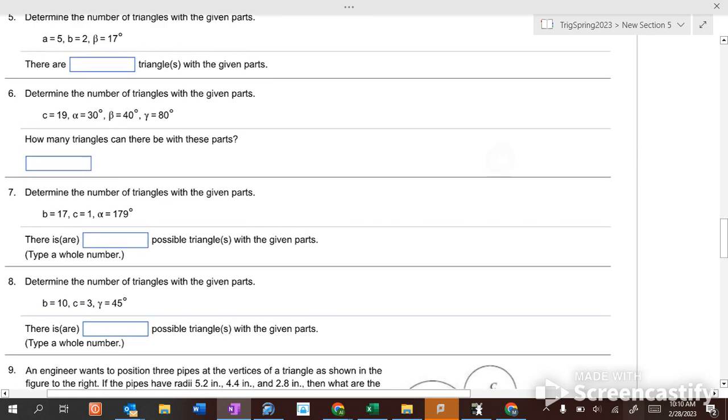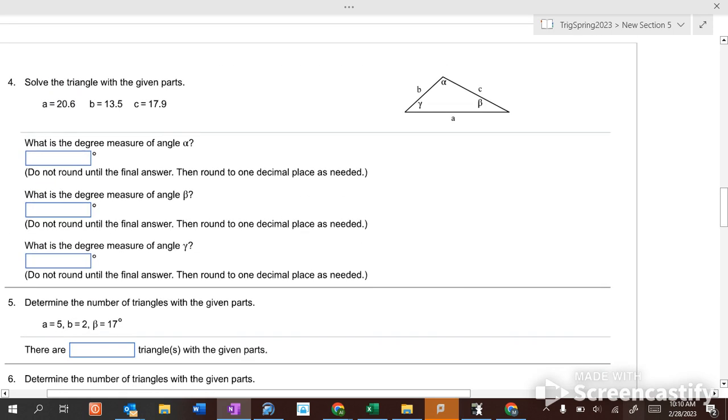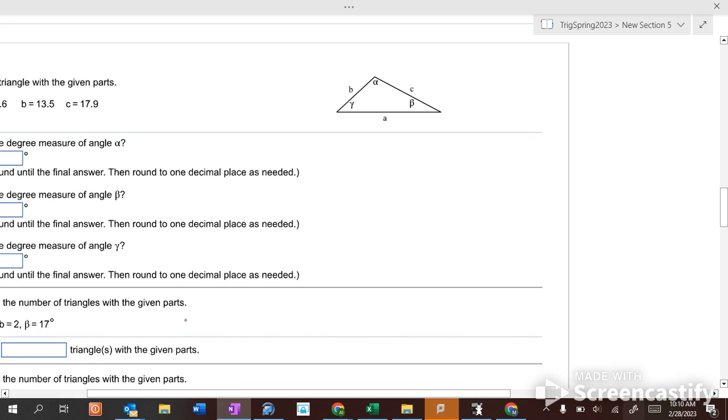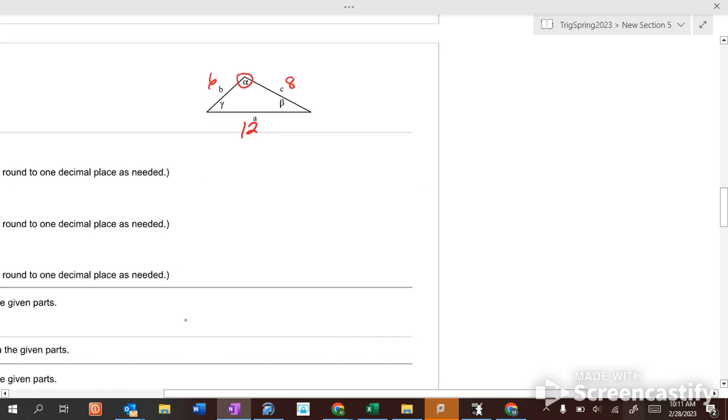Let's do one. Let's just go with easy numbers once. Let's make it 12, 8, and 6 and do it once, just because they're easy numbers. So if we want to find alpha, then 12 squared would equal 6 squared plus 8 squared minus 2 times 6 times 8 cosine of alpha, right?